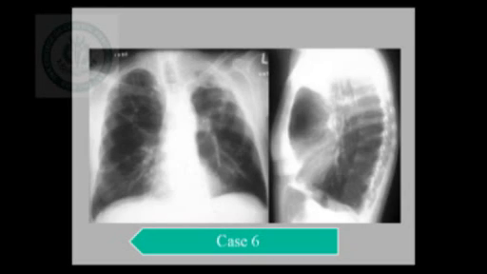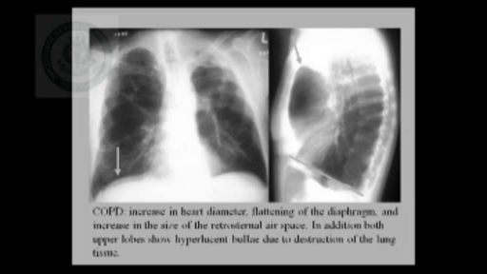Now this is another case where you are able to identify increased lung markings in both the lung fields, flattening of the right dome of the diaphragm, and increased translucency, that is more focal in the right side as well as in the left mid zone. These focal increases in translucencies indicate emphysematous bullous changes, and bilateral hyperinflated lung fields indicate chronic obstructive airway disease. So this is a case of COPD with multiple bullae in both lung fields.